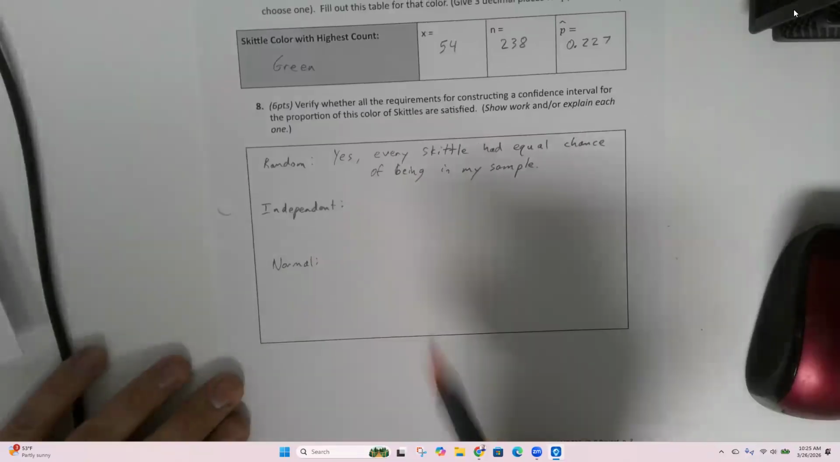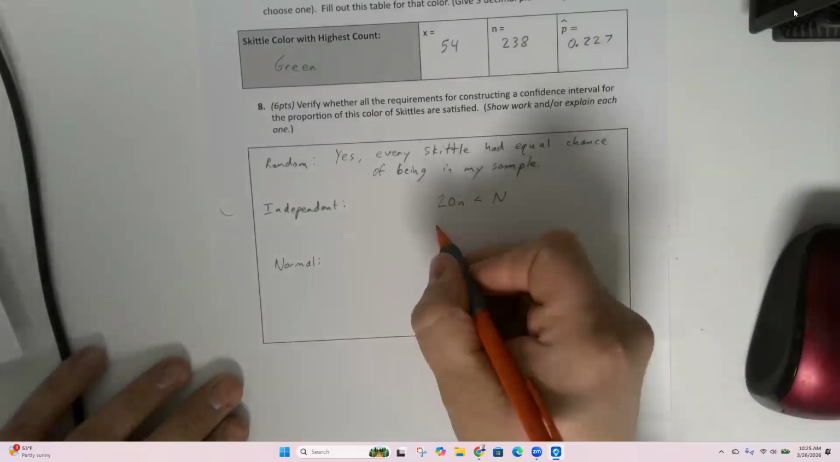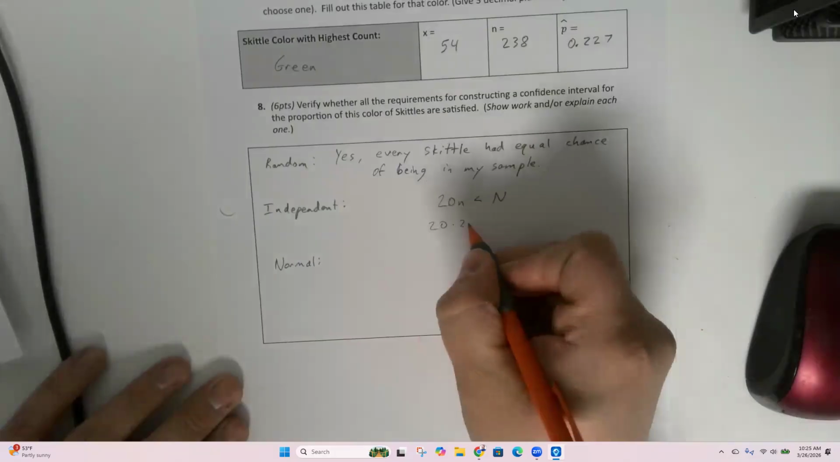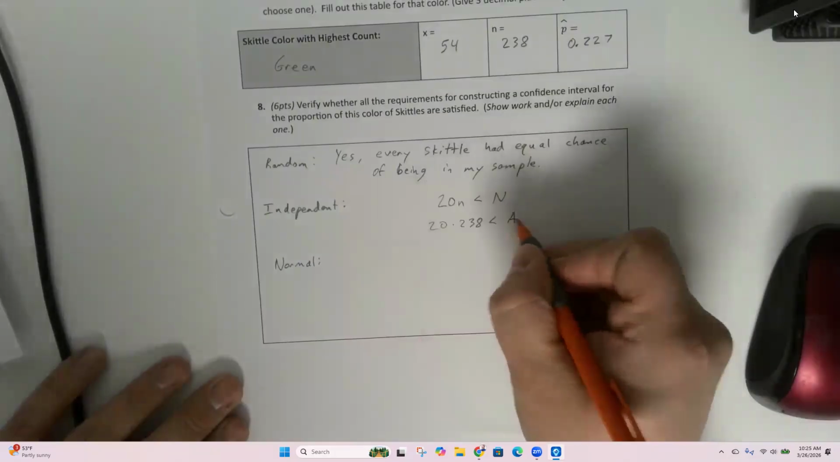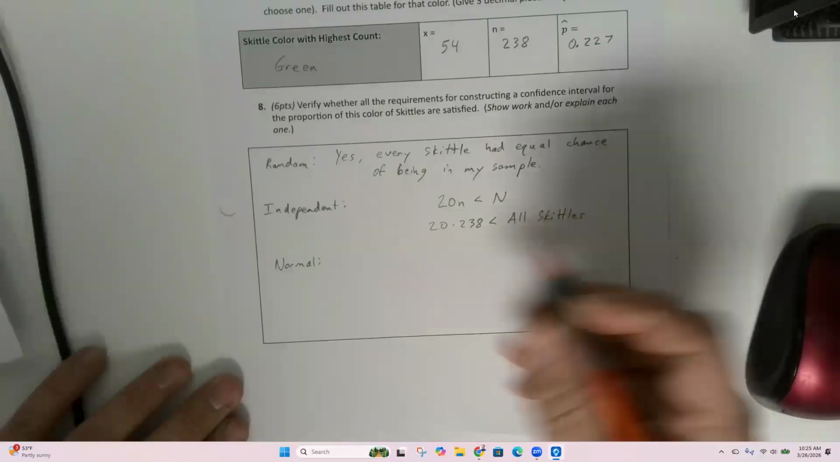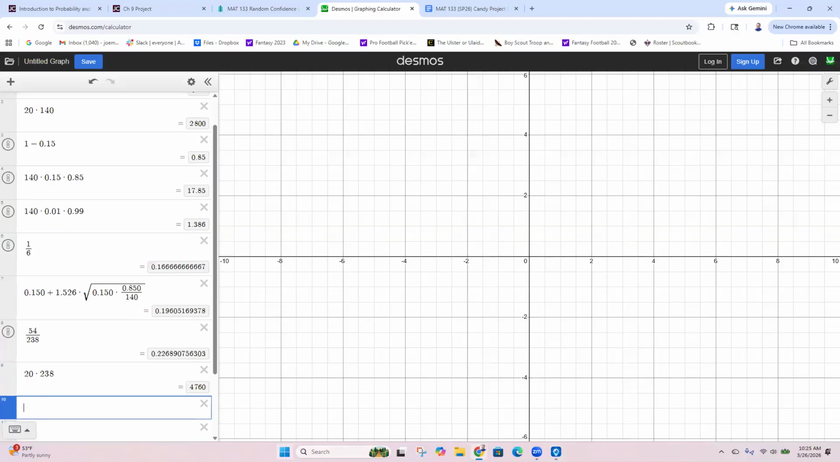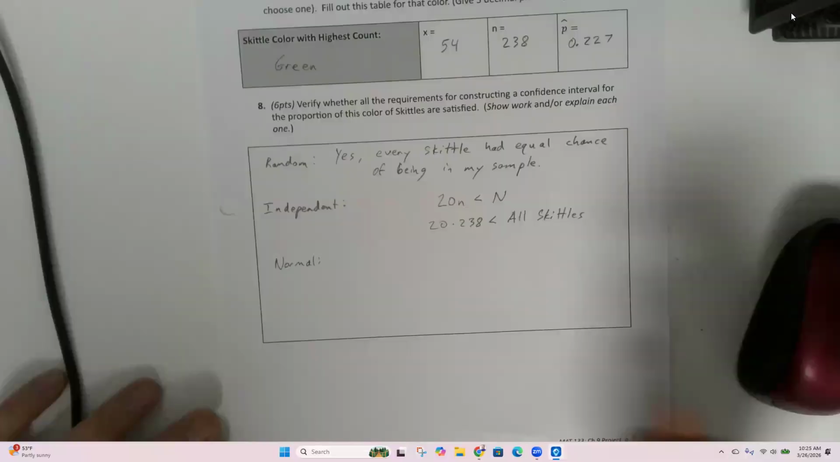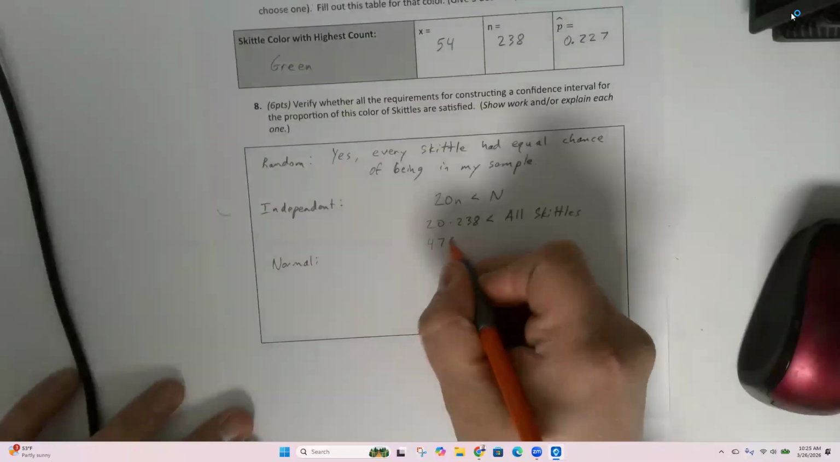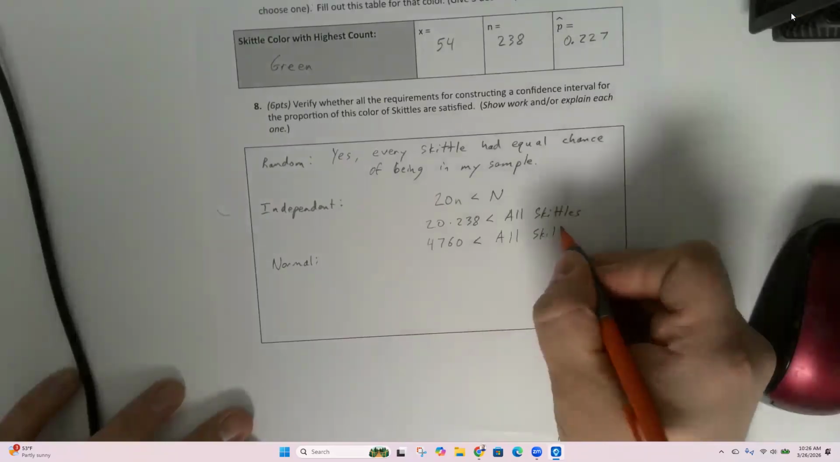Independent, we need to check 20 times n is less than capital N. So I need to check 20 times 238. That needs to be less than the number of all Skittles in the world. 20 times 238, I thought I could do it in my head, but I can't. 4760. And that is definitely less than the number of Skittles. I don't know how many Skittles there are, but there's more than that.